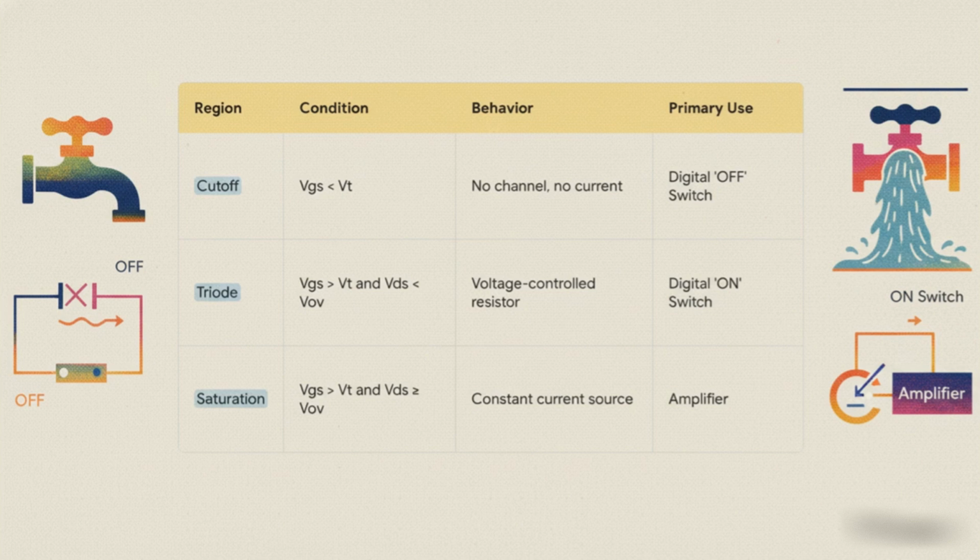And finally, what happens if you crank the handle wide open? You hit saturation. At this point, the flow is just maxed out. You're getting a constant, steady stream of current. It's like a fully open fire hose.